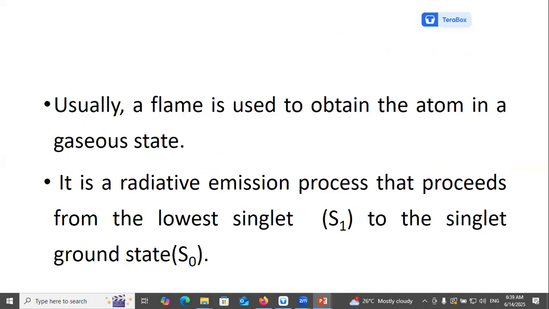Usually, a flame is used to obtain the atoms in a gaseous state. It is a radiative emission process that proceeds from the lowest singlet to the singlet ground state.